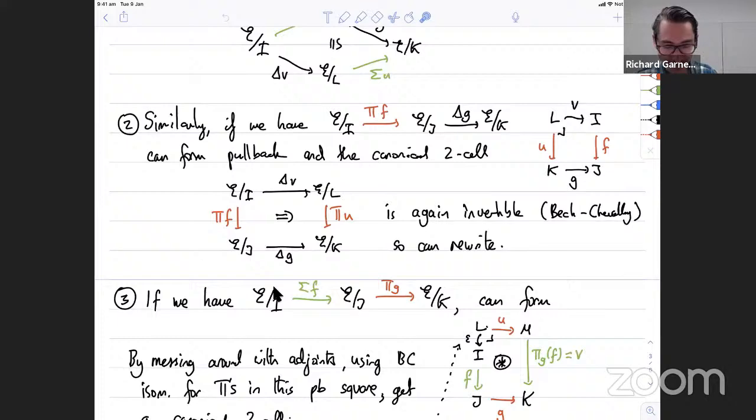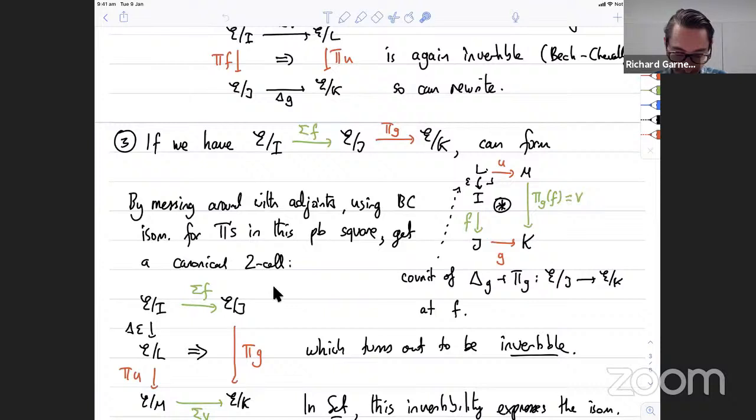And finally, if I've got a sigma followed by a pi, then I can rewrite that in a certain way. So here's a sigma followed by a pi. I can rewrite it as a delta followed by a pi followed by a sigma. And the way we do that is we take our map that we are sigmaing along, and then the map that we're pi-ing along. And then we form this diagram here. So I take pi g of f, then the pullback, and then this map epsilon here, which is the co-unit of this junction here, the object f.